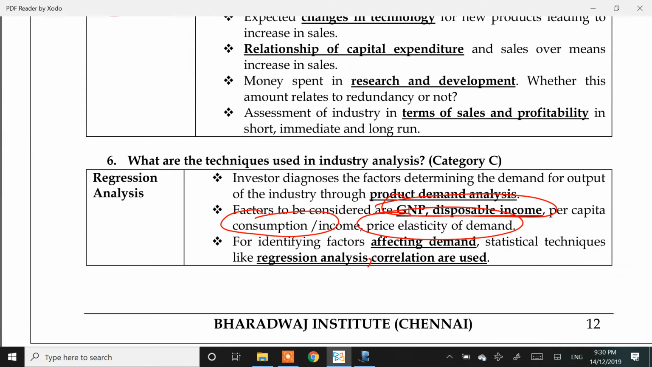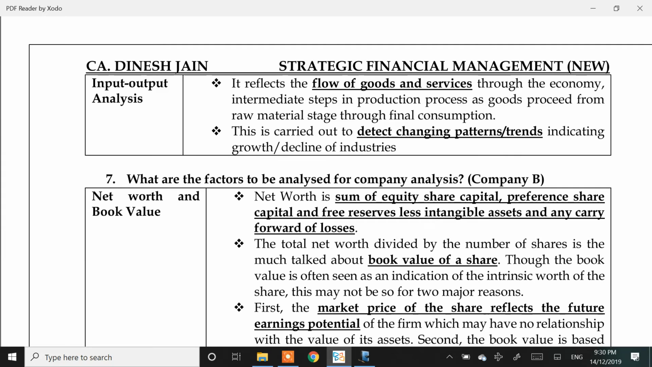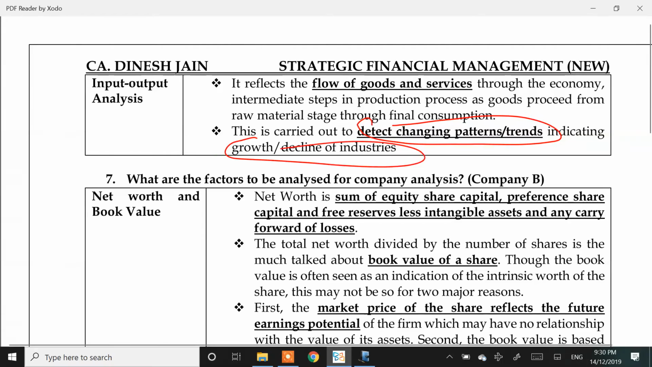The other approach is input-output analysis. Now, what is input-output analysis? It means identifying the flow of goods as they move through the various steps in the production process, that is, from the raw material stage to the final consumption. A detailed analysis of this can help me in detecting if there are any changing patterns or trends. Are there any growth or decline of industries? So I have two techniques to do industry analysis. One is regression or correlation analysis. The other technique which I have is input-output analysis.